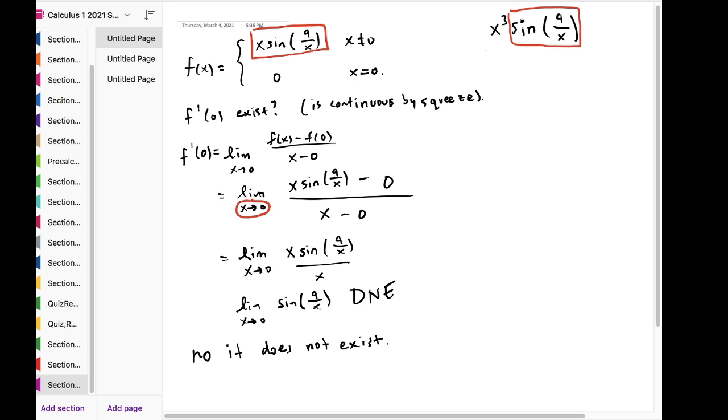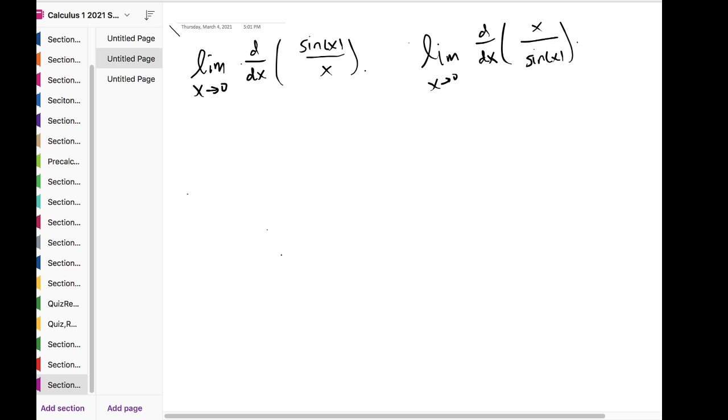Okay, good. So any questions about that? So again, this is just using the definition of the derivative. Okay, so let's continue. Last time we developed the quotient rule. So I thought we could do the derivative of this famous trig equation. So what is the limit as x approaches 0 for this?